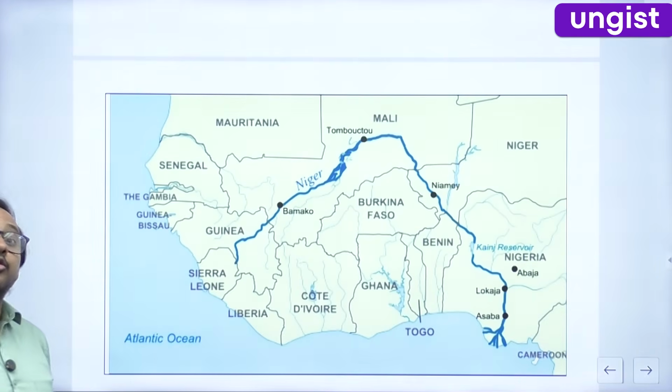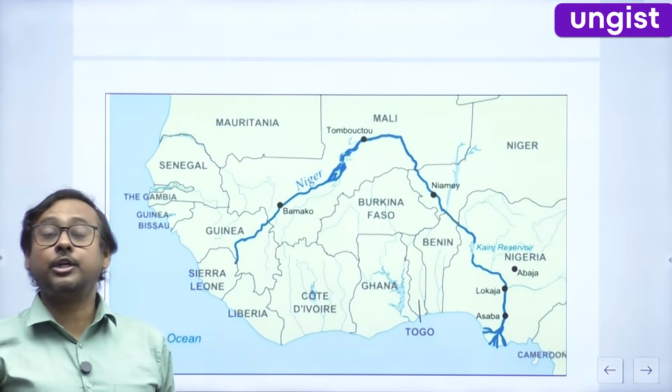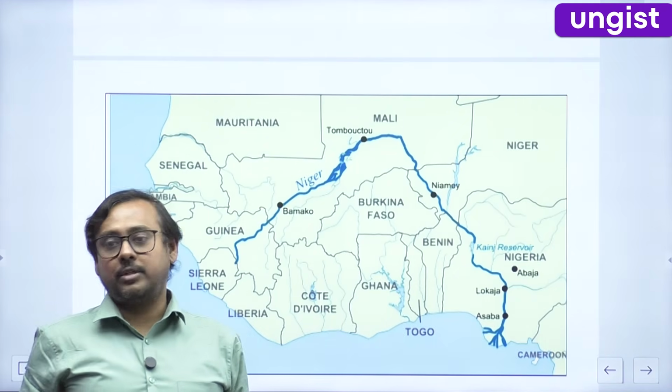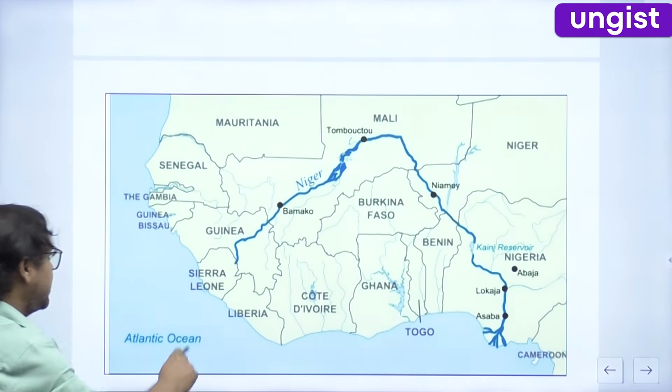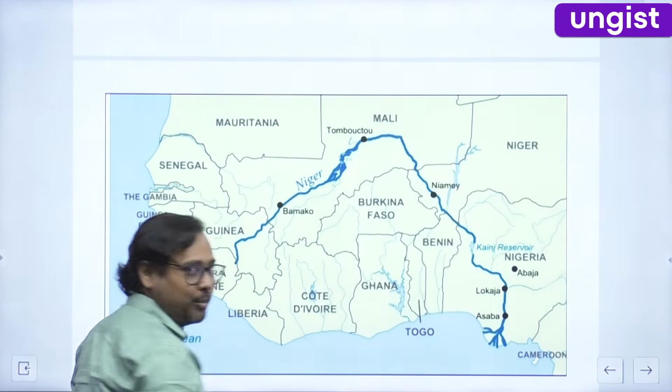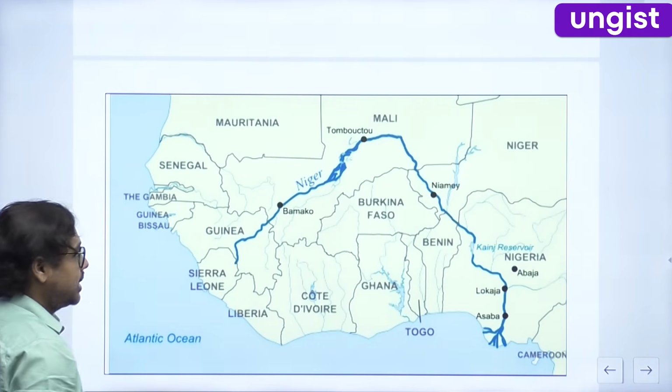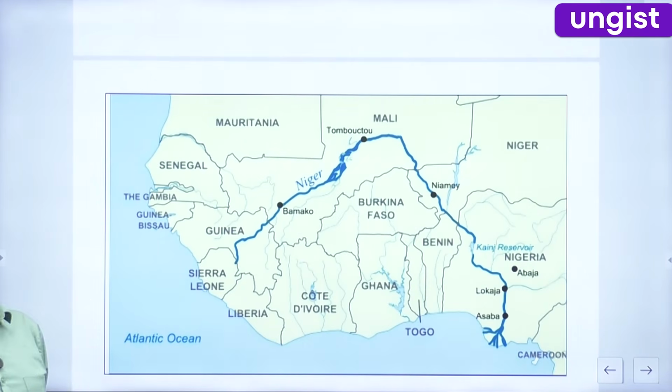Hence it is also called the Boomerang River. River Niger is called the Boomerang River because it boomerangs. Okay, boomerang, you have seen that, it boomerangs. Another interesting part.